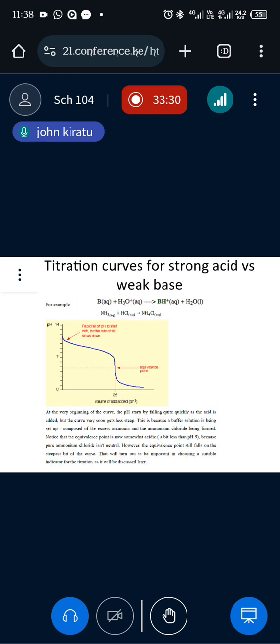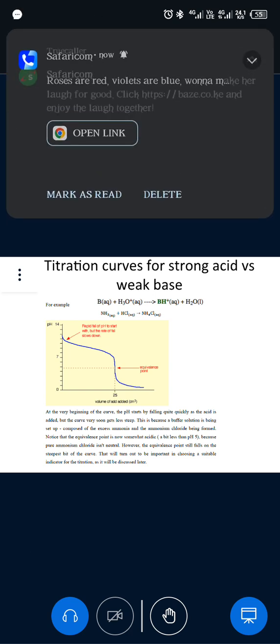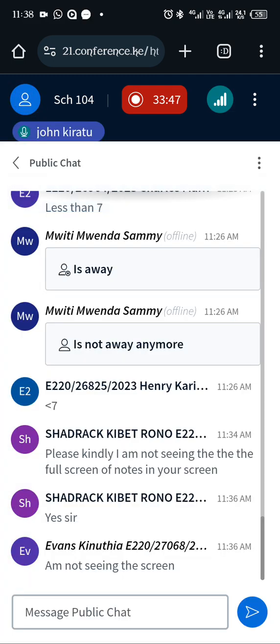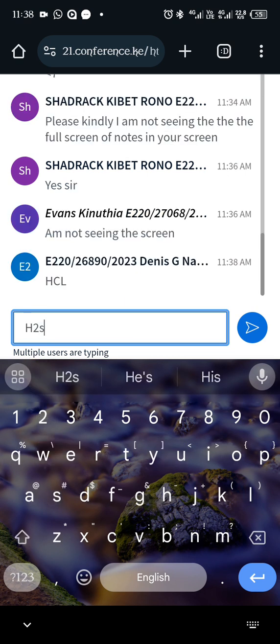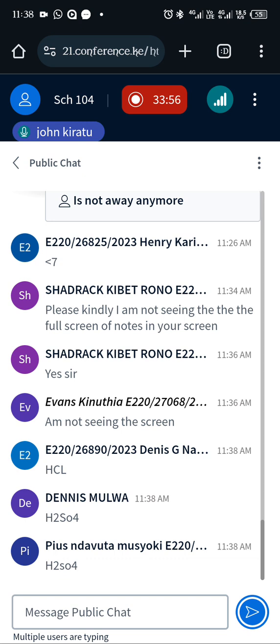Now let's go to another titration. Let's say we are titrating. Give me an example of a strong acid. Anyone, can you give me an example of a strong acid? HCl is a strong acid, sulfuric acid is a strong acid.